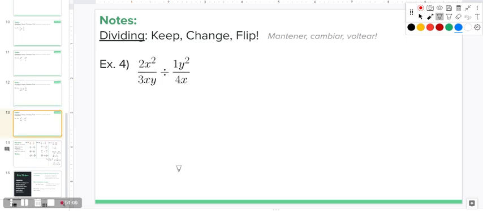All right, final example today, example 4. Again, pause your screen, check it against my work when you are finished.